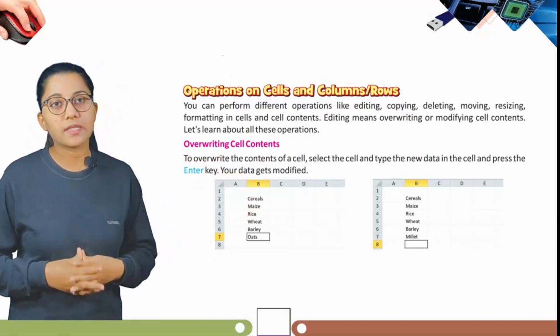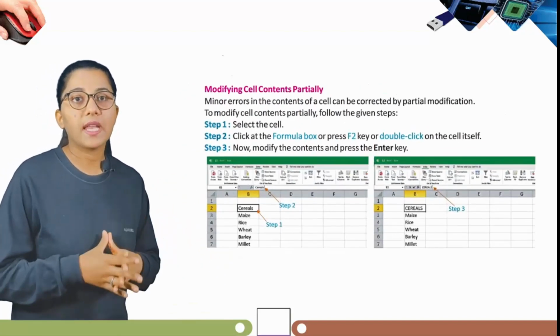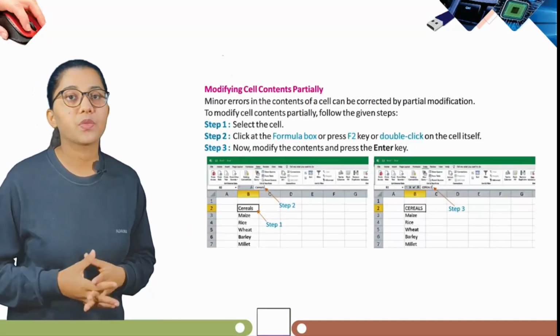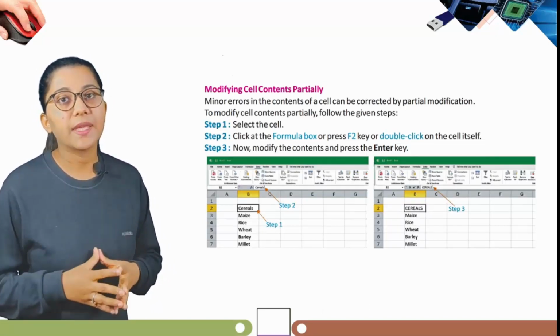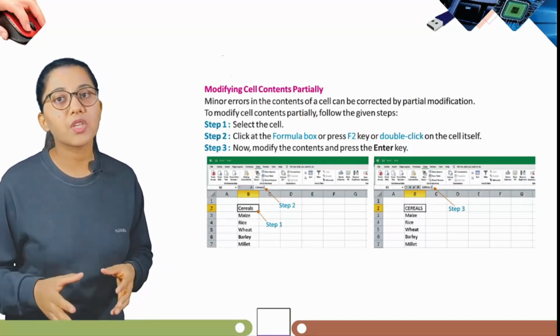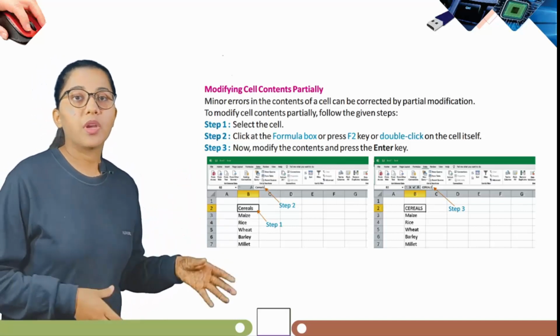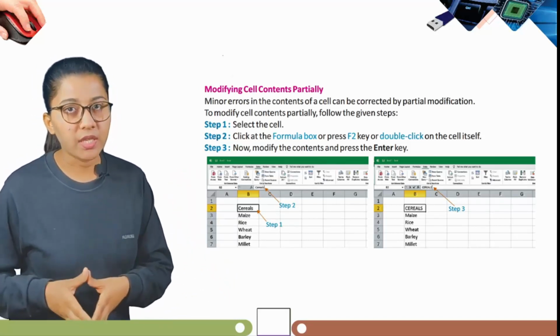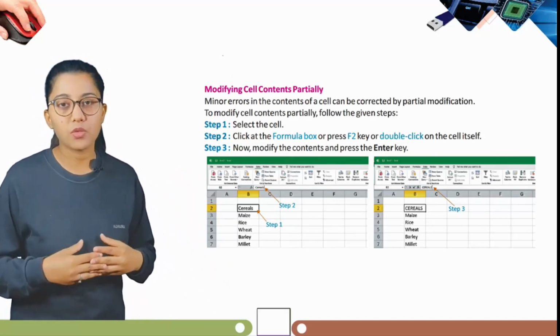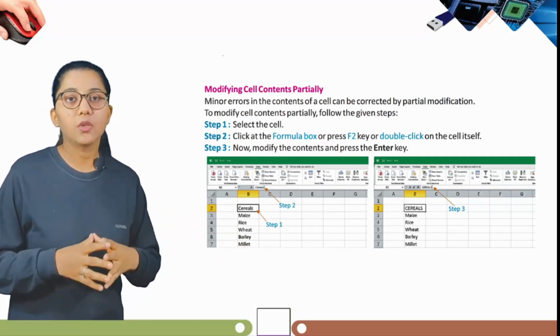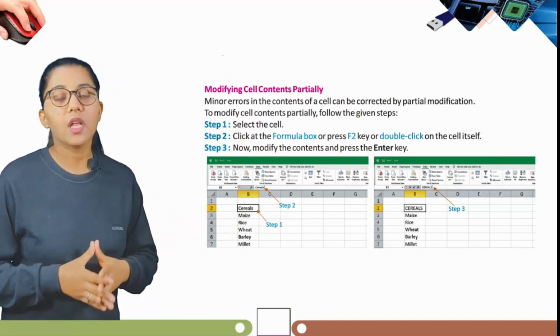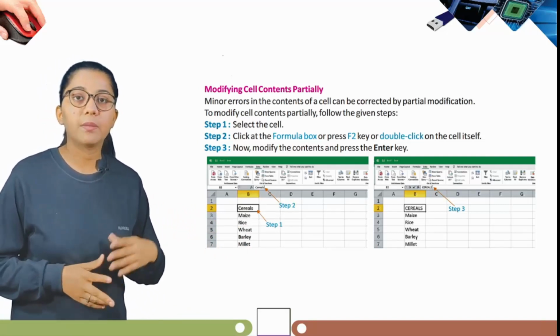Now students, let's learn about modifying cell content partially. So minor error in contents of cell can be corrected by partial modification. To modify cell content partially, follow the given steps. So students, you can also modify your content partially.